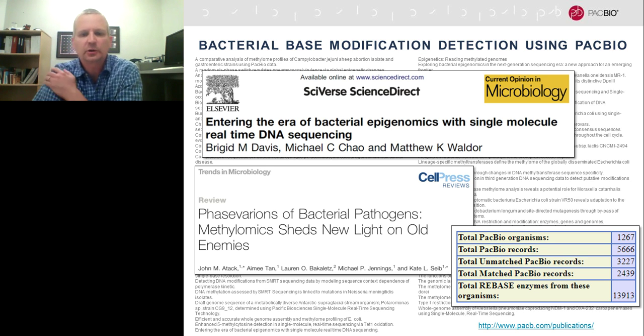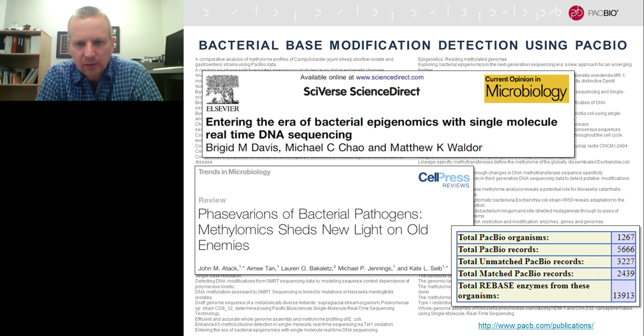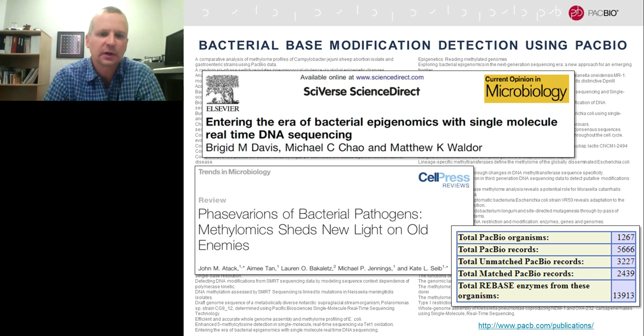And then finally, the third pillar of understanding bacterial biology, of course, is the methylation, the epigenome. There are many, many papers now, well over 100 papers, that describe the unique ability of PacBio sequencing to fully characterize bacterial epigenomes. This has been reported and commented on in review papers, such as the one from Matt Walder a few years ago, entitled Entering the Era of Bacterial Epigenomics with Single Molecule Real-Time Sequencing. In particular, with regard to understanding the switching of certain bacterial pathogens between very deadly and very pathogenic versus not so dangerous bacteria, and how the methylomes and the methylation status shed light onto these old enemies.